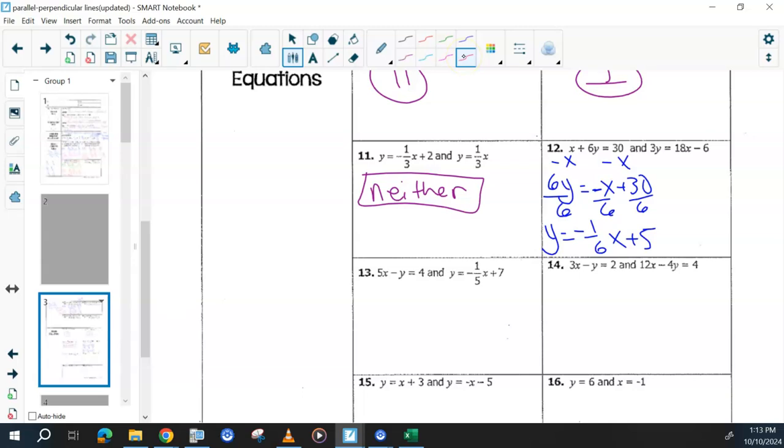How would I get y by itself in the second one? Divide by 3, yes. Divide everything by 3. So we have y equals 6x minus 2, not 3. So they're what? They're perpendicular because they are negative reciprocals, because this is really over 1. Do you have any questions about that? Last one on this page.